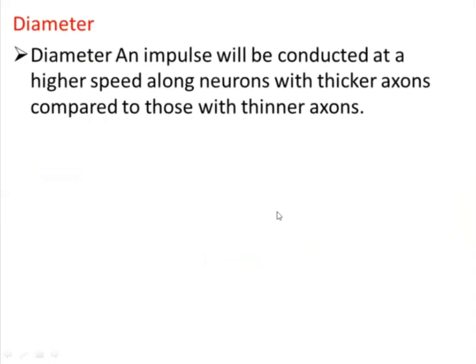Then we will see another factor, that is the diameter. How does it affect nerve conduction? An impulse will be conducted at high speed along neurons with a thick axon compared to a thin axon. It means nerve conduction in a thick axon is higher than in a thin axon. All right.